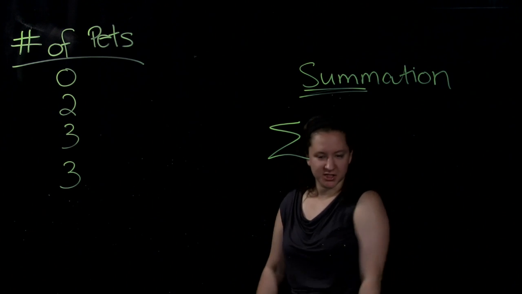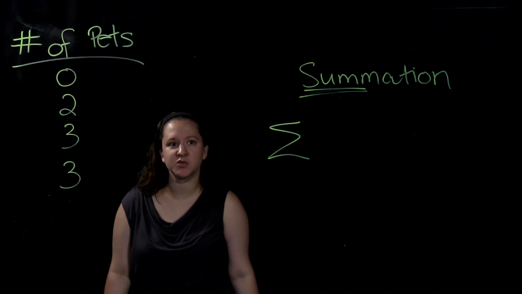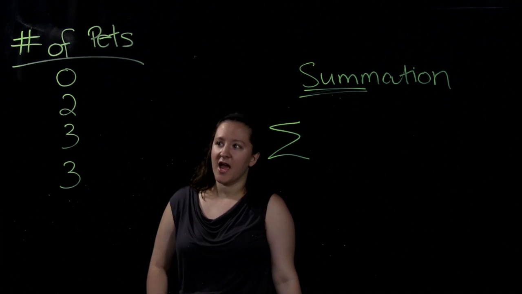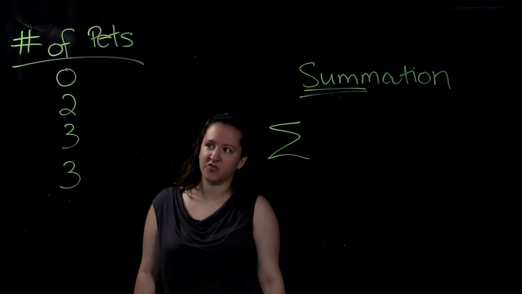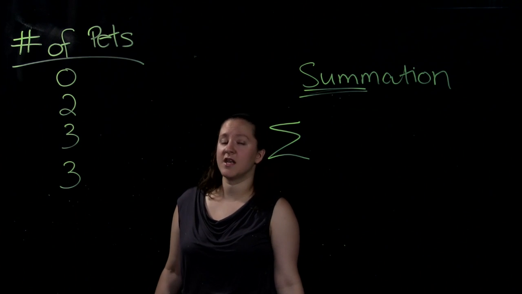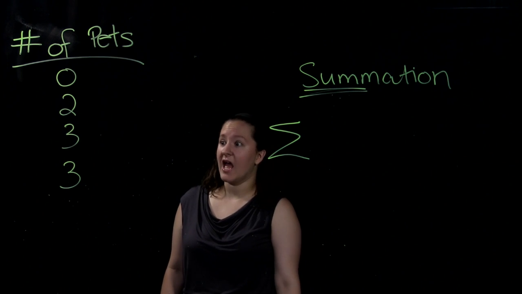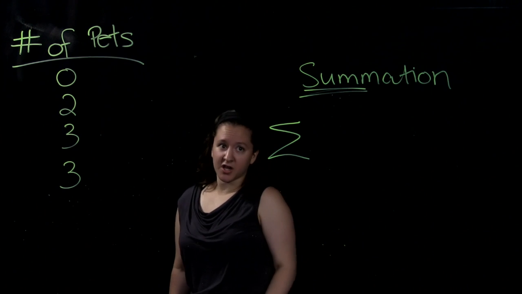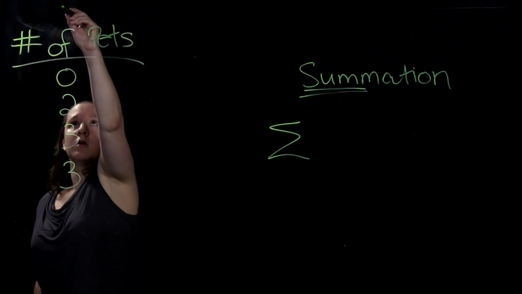Here we have 4 observations. At the beginning of the summer semester, students were asked how many pets they own. I have a random sample here of 4 students. The first person said they had 0. The next person said 2, 3, and 3. So we're going to call this our x variable.